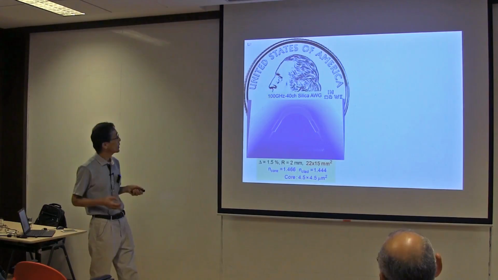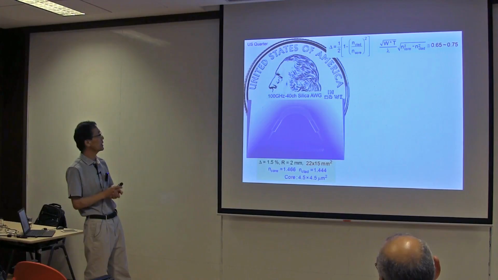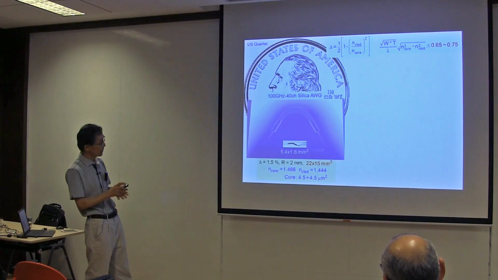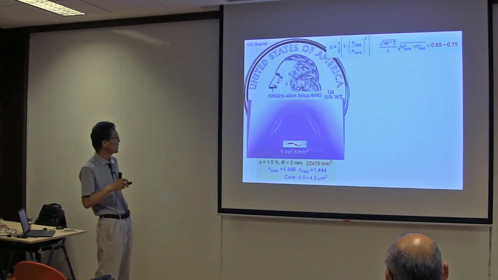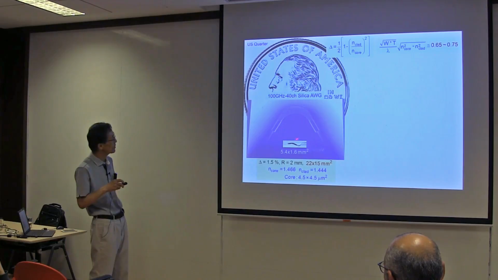Okay, so I will compare the size of the circuit, taking the example of the AWG. This is the telecom AWG. This is somewhat big, 22 by 15 millimeter. And this one is the typical AWG which is used for data center applications. But still, this is somewhat bigger.